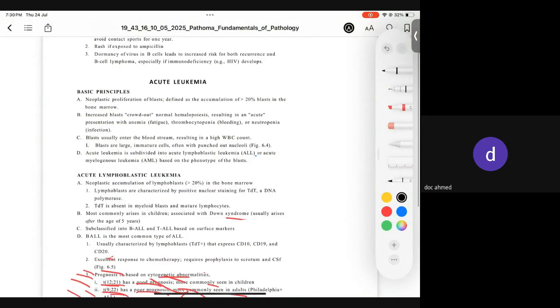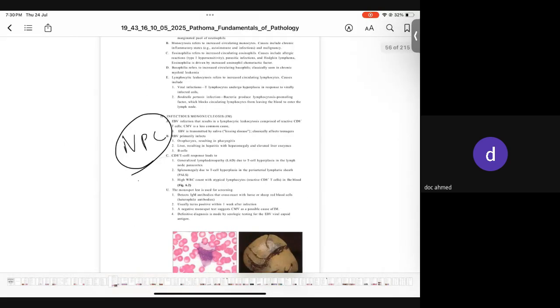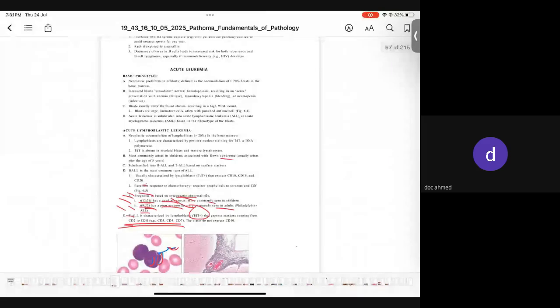So let's move to acute leukemia. Before going into leukemia, whenever you see acute leukemia, okay, what is leukemia? Do you guys know the concept? What is leukemia? What do you guys think of leukemia? Blood cancer. Okay. It's a cancer, leukemia.